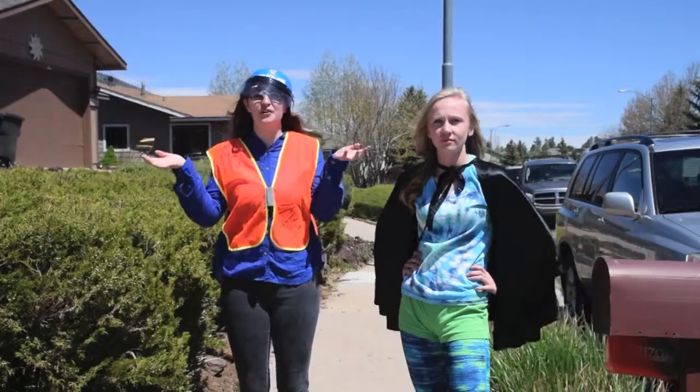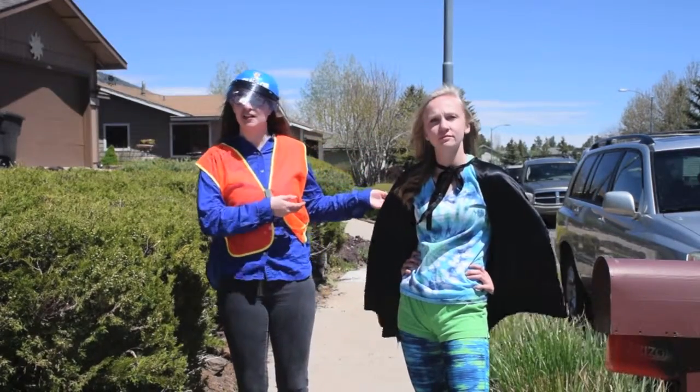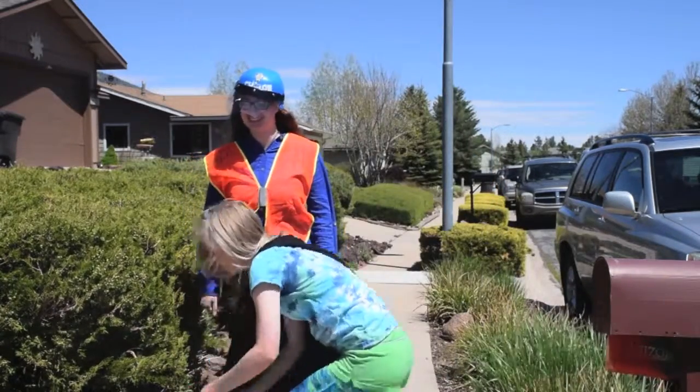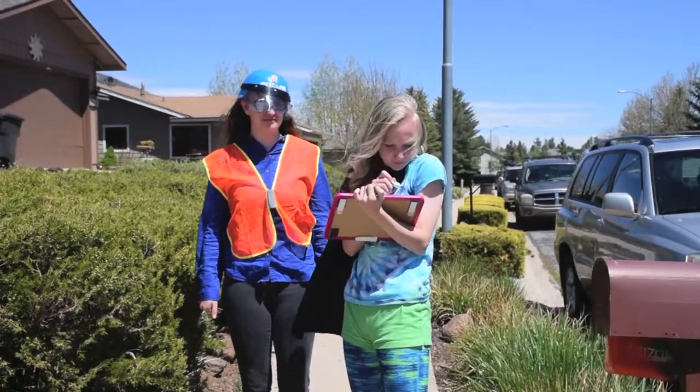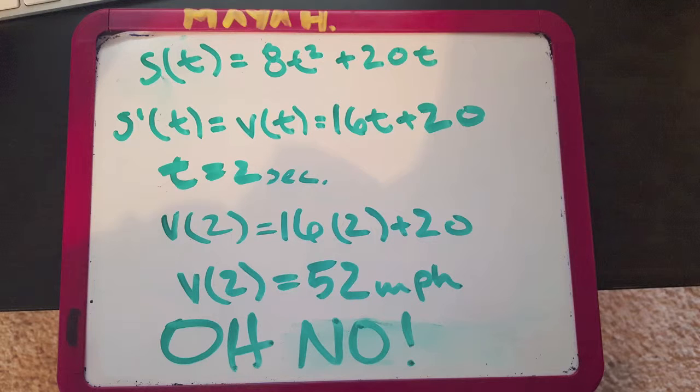I can help. I know her position at this time, but I don't know exactly how fast she was going. That's easy. The position function is given by 8t squared plus 20t. By taking the derivative of that function, we find the velocity, which is 16t plus 20. Using this function, we can find that at 2 seconds, Antiderivative was going 52 miles per hour.